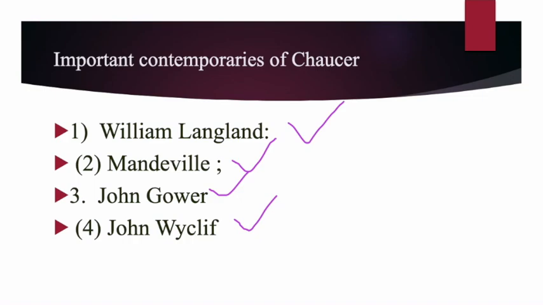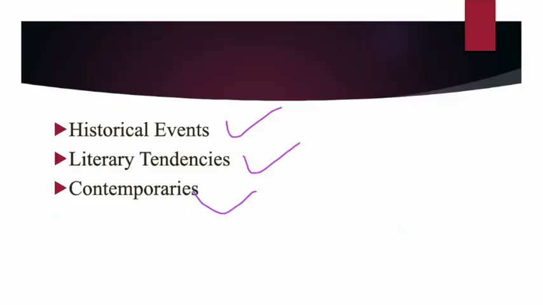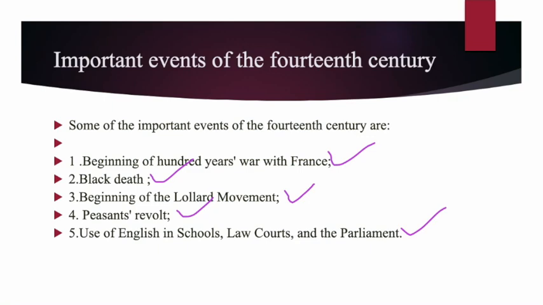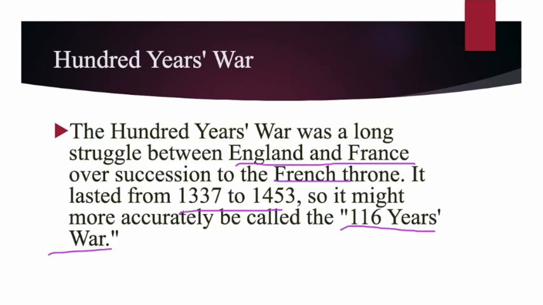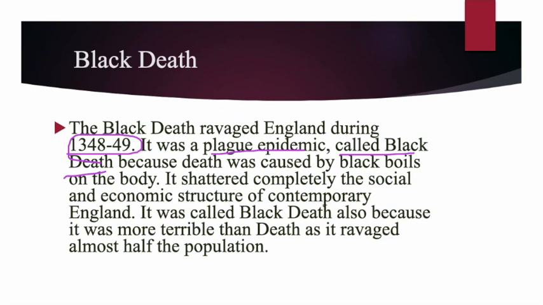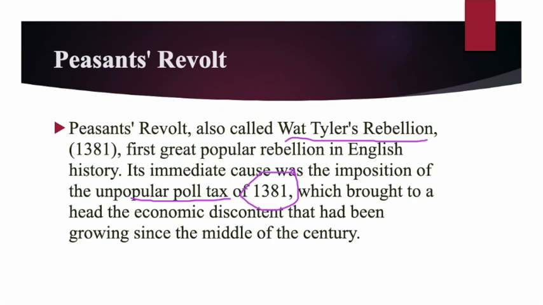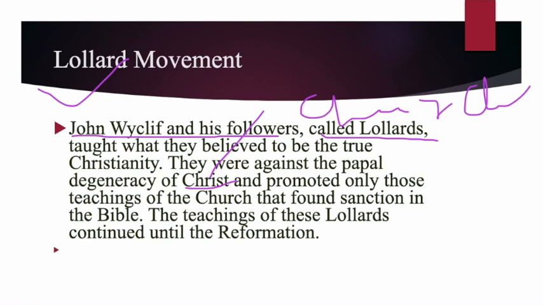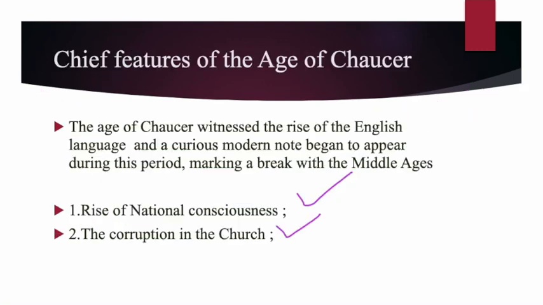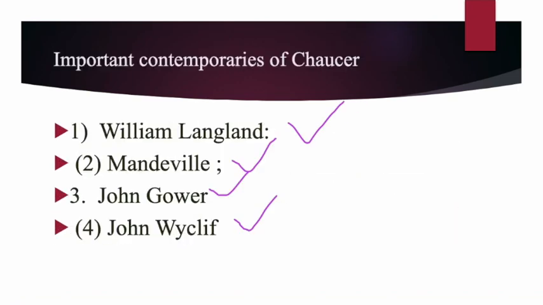Now, in this short video lecture, what we have learned is the important historical events of Chaucer's time. Number one is the Hundred Years' War; I have told you this was the war between England and France. Number two is the Black Death, which happened in 1348-49. Then we have the Peasants' Revolt, which happened during the reign of Richard II in the year 1381. And then we have the Lollard movement; John Wycliffe and his followers were called Lollards. Then I discussed the chief features of the age of Chaucer, five important features I told you, and then these are the four important contemporaries of Chaucer.